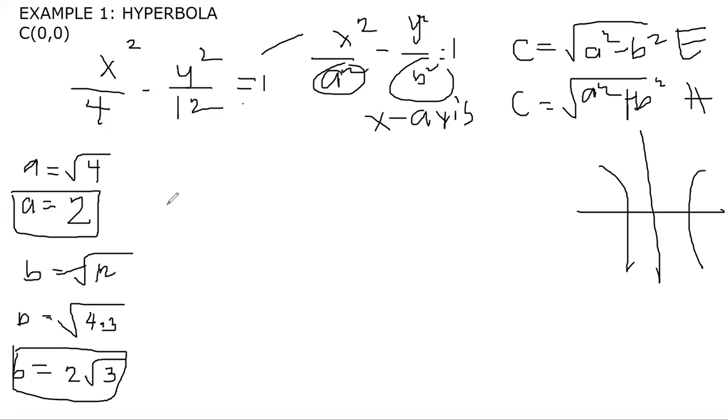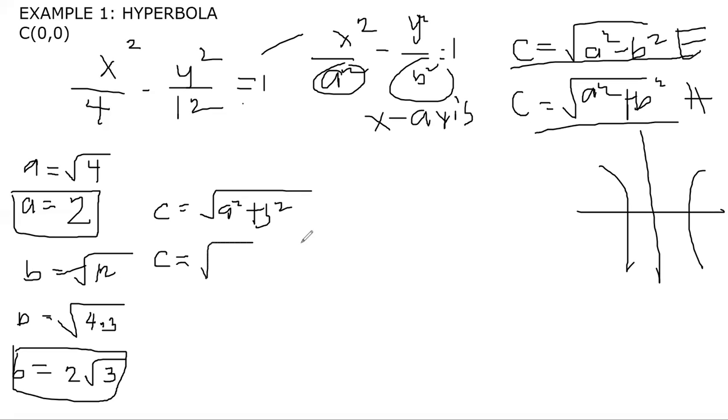How about c? Kung sa ellipse, ang paghanap sa c is a squared minus b squared. Sa hyperbola naman is addition. So, therefore, c is equal to square root of a squared plus b squared. Substitute lang natin. What is our a squared?